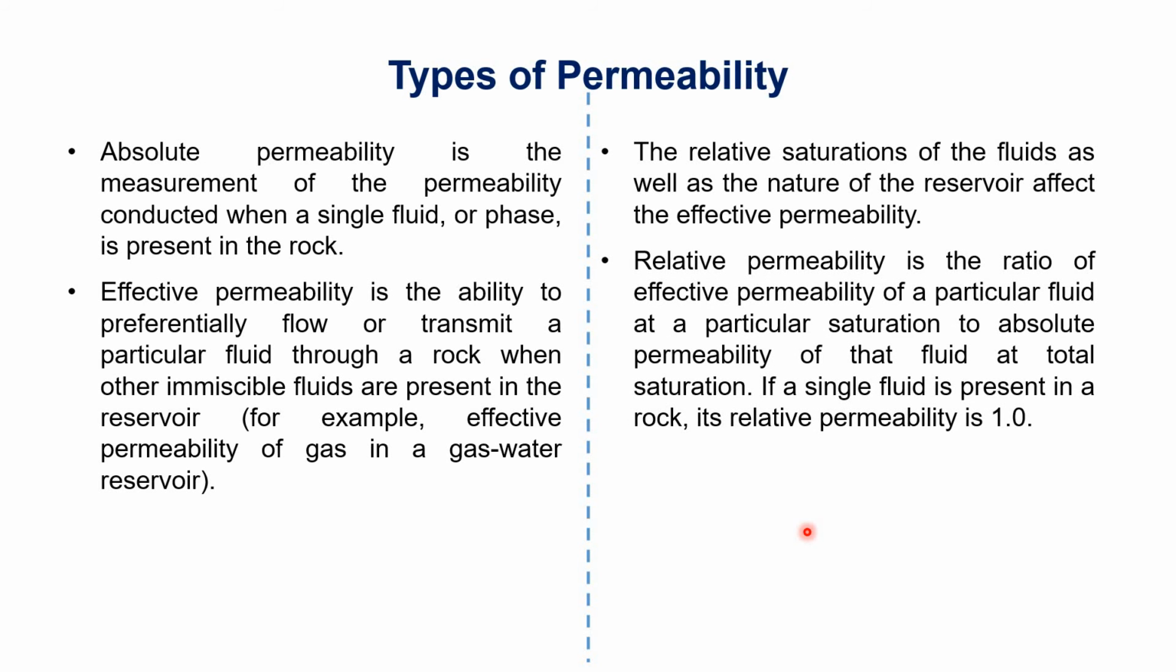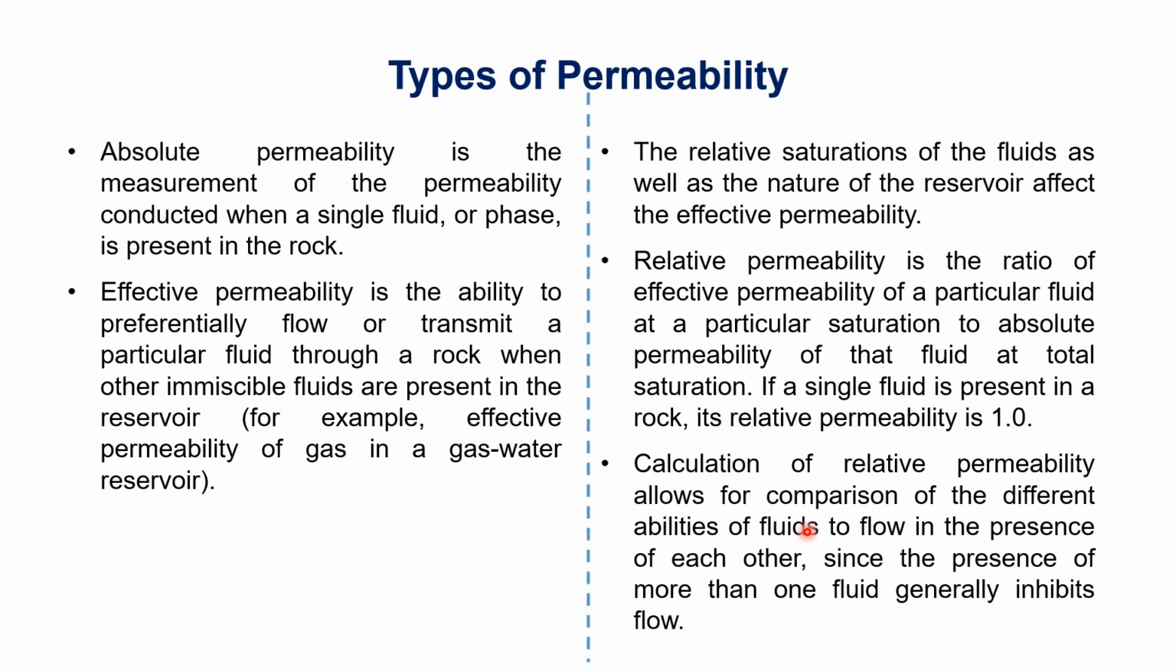Relative permeability is the ratio of effective permeability of a particular fluid at a particular saturation to absolute permeability of that fluid at total saturation. If a single fluid is present in a rock, its relative permeability will definitely be equal to 1 because it is the ratio of the effective permeability to the absolute permeability. Calculation of relative permeability allows for comparison of different abilities of fluid to flow in the presence of each other, since the presence of more than one fluid generally inhibits flow.